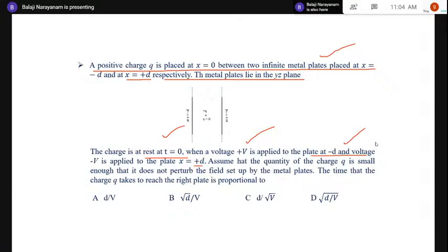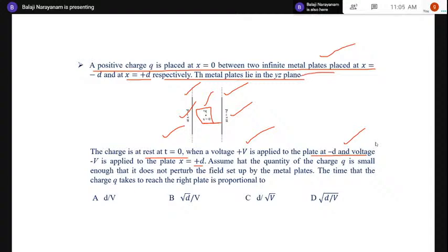So you observe a positive charge Q is placed at x is equal to 0. So this is x is equal to 0, between two infinite metal plates. This is one metal plate. This is the other metal plate. So the two metal plates are placed, one at x is equal to minus D. This is at x is equal to minus D. This is at x is equal to plus D. The metal plates lie in which plane? YZ plane. It is given clearly, metal plates lie in the YZ plane.